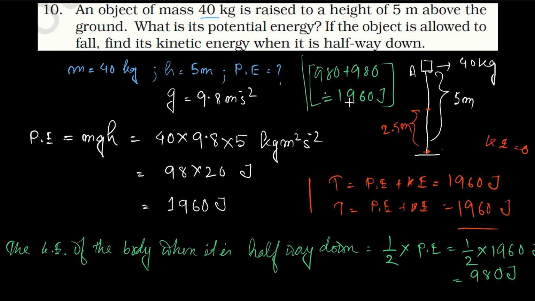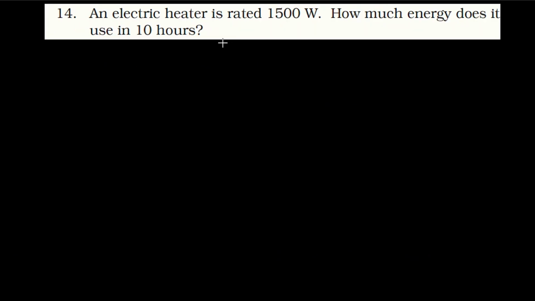So we are now going to move towards our next question. You just write down this question. After that, we are going to move towards our next question. Okay, now this is the question where power is given. Power P equal to 1500 watt, right? And now what extra thing is given? The time T equal to how much? 10 hours. Okay, so we have to calculate the energy, right?